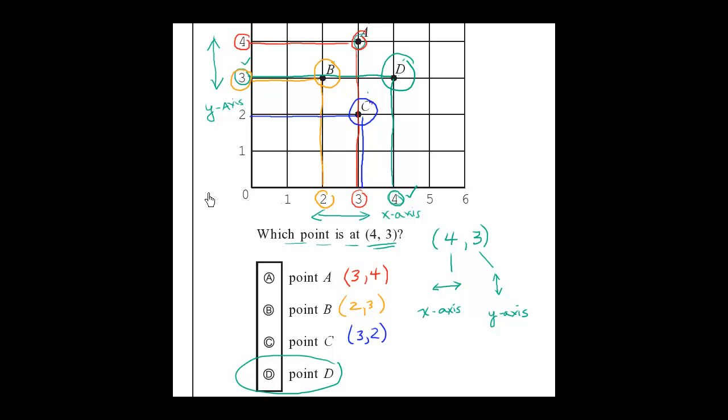All right. And actually, while we're here, let me just finish up and make this consistent. Point D is 4, 3. So point D, letter D, is the correct choice. But I just wanted to go over each one of these so you could see that every point, A, B, C, and D, has a set of numbers like this that tell you where it is on the grid.